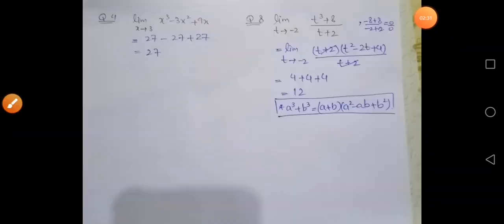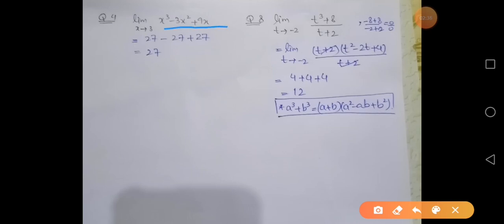Here we have question number 4 from the exercise. Limit x approaches 3 of x cube minus 3x square plus 9. So simply put x is equal to 3 in the expression, and 27 is the answer. Then we have question number 8. Limit t approaches minus 2 of t cube plus 8 over t plus 2. So simply put t is equal to minus 2 in the expression.